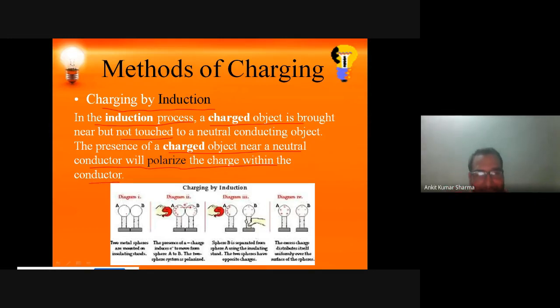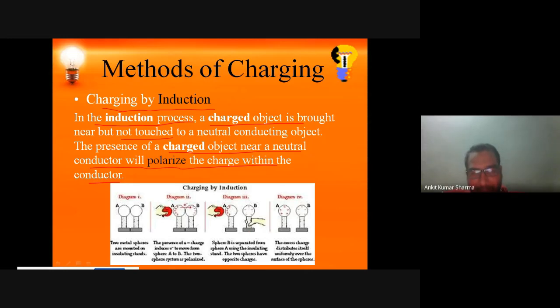You can see here there are two bodies, A and B. The two metal spheres are mounted on insulating stands. In the second one, the presence of a minus charge induces electrons to move from sphere A to B. The two-sphere system is polarized. In the third one, you can see sphere B is separated from sphere A using the insulating stand.